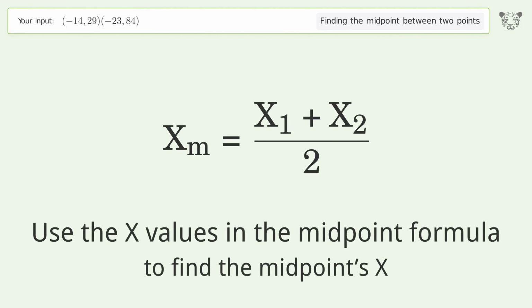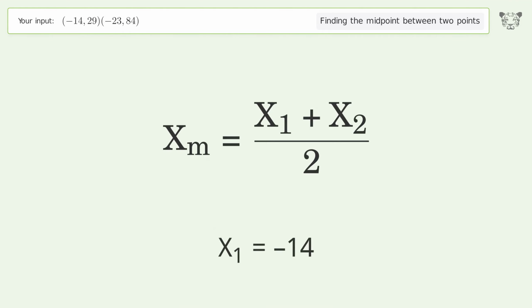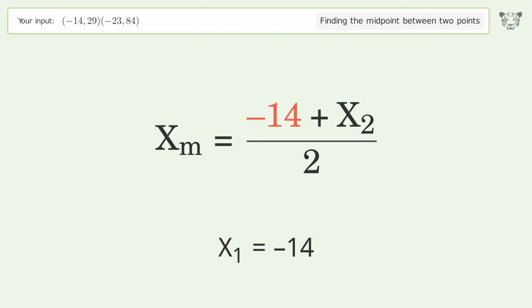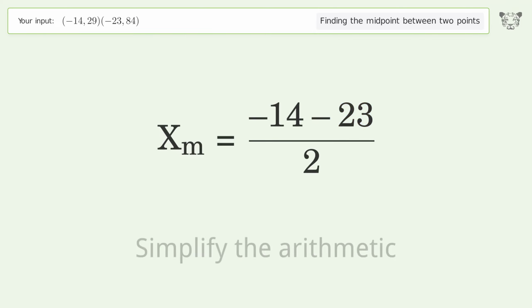Use the x values in the midpoint formula to find the midpoint's x. x1 equals negative 14. x2 equals negative 23. Simplify the arithmetic.